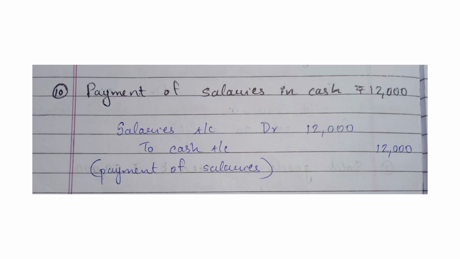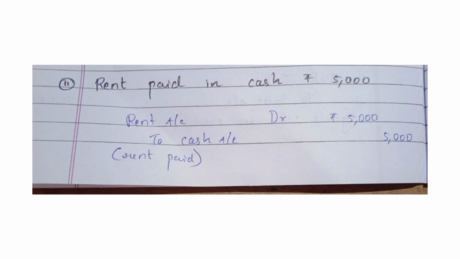Next one is payment of salaries in cash. So we are paying salary to our employees, right? So the entry will be salaries account debtor to cash account. Salary is increasing, cash is decreasing here. And the amount is written in the debit and credit columns. Narration is payment of salaries. Next one is rent paid in cash rupees 5,000. Here also rent account is debited and cash account is credited as usual. So the entry will be rent account debtor to cash account.